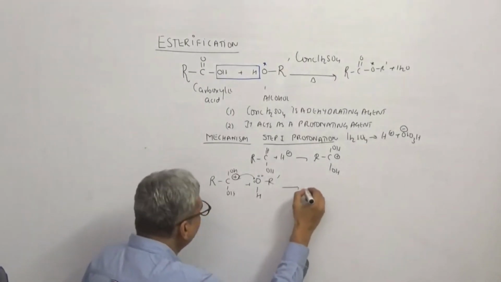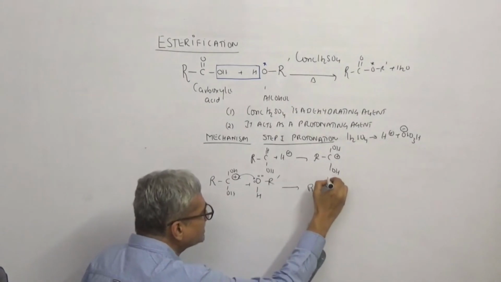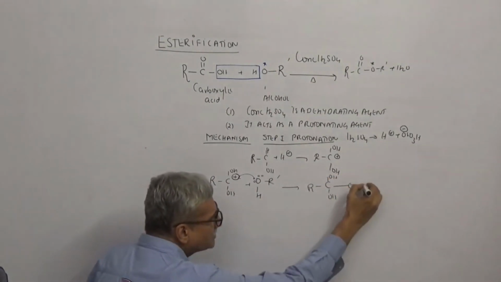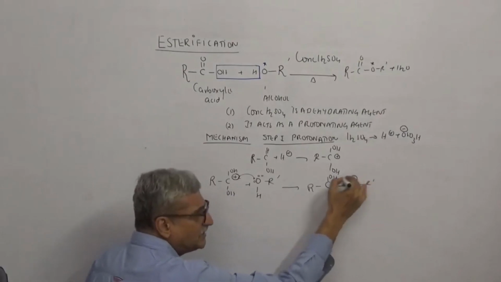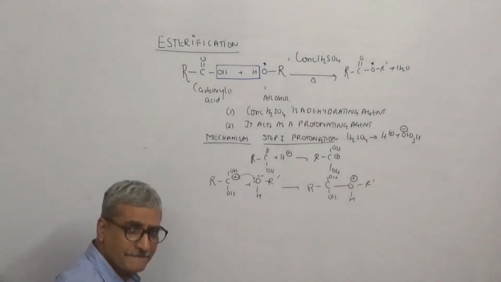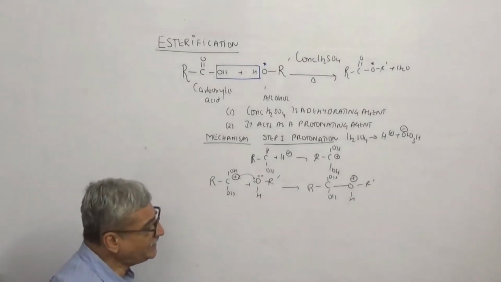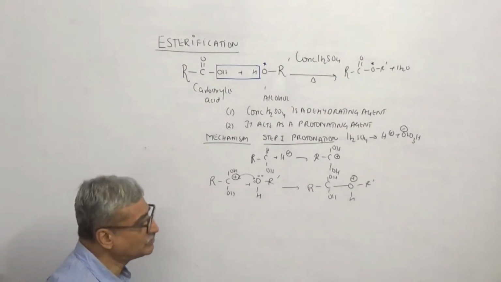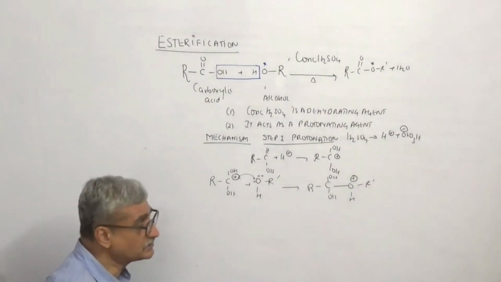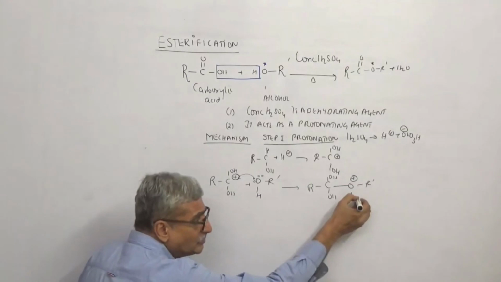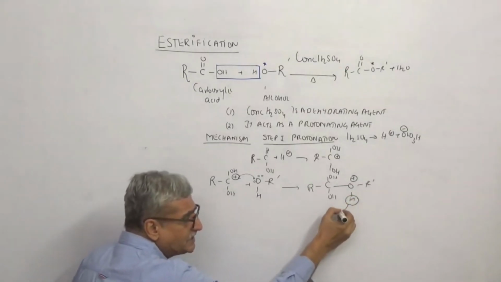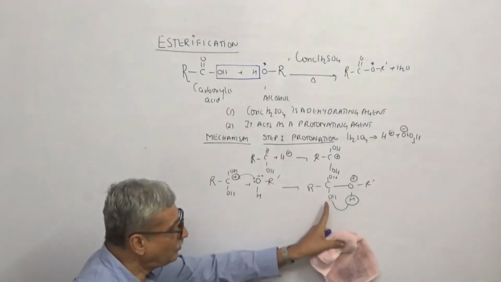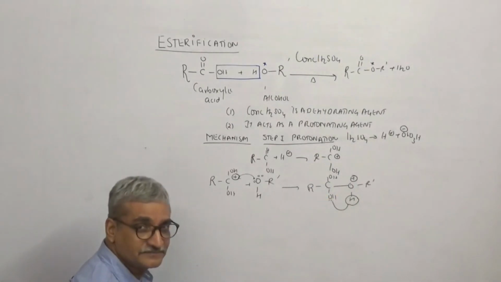So what does it form? It forms RC(OH)OH R dash. But what has happened? This oxygen lost the electron, so it's positively charged. But remember, the moment an electronegative element is positively charged, it's going to push out some atom to get its lone pair back. So it throws this H as H plus, which comes over here. That's why we say OH of the acid with H of the alcohol.